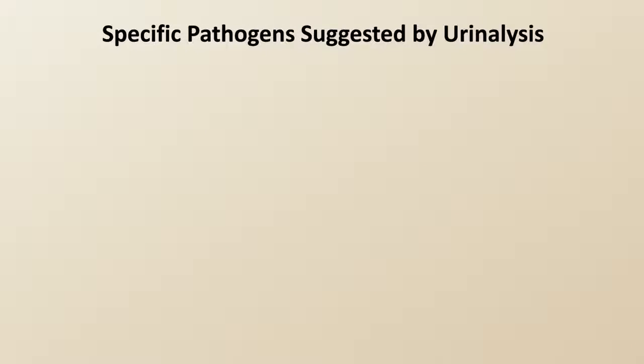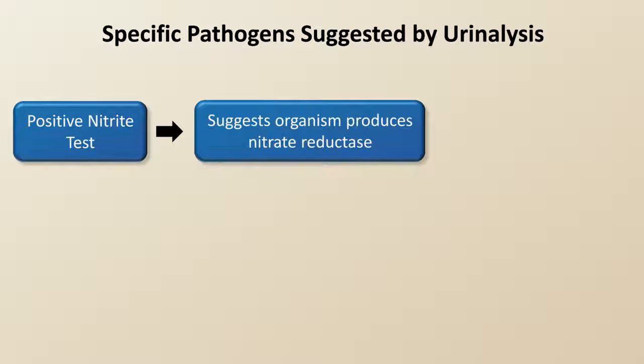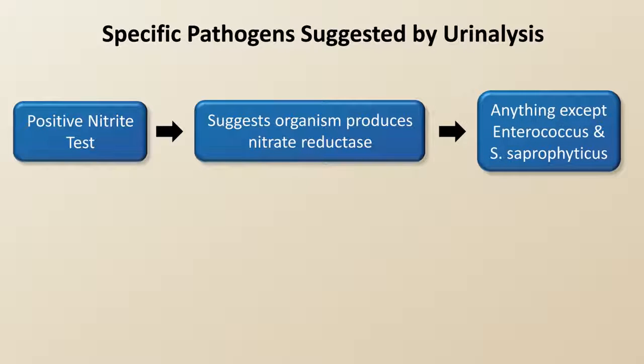In the event that one suspects a UTI, specific pathogens may be suggested by the urinalysis itself. For example, a positive nitrite test, which most clinicians don't even think about, suggests the responsible organism produces nitrate reductase, which reduces nitrates normally occurring in the urine to nitrites. These will include just about anything except Enterococcus and Staph saprophyticus.